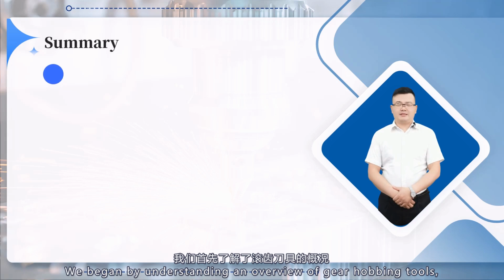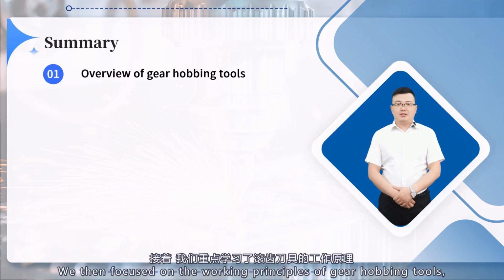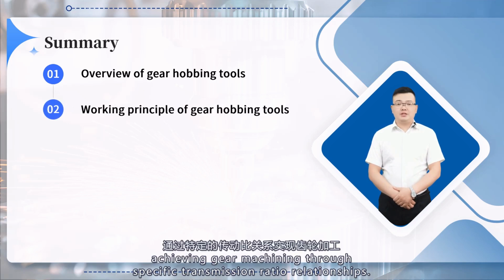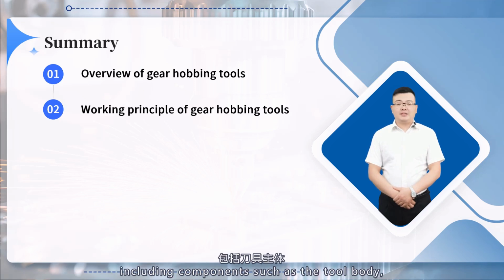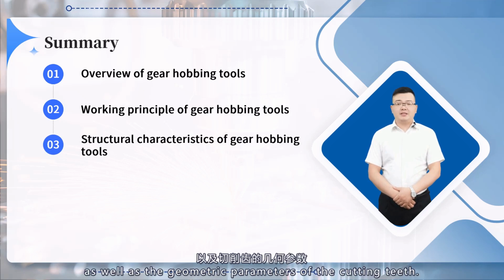We began by understanding an overview of gear hobbing tools, including their significant role in gear machining and their historical development. We then focused on the working principles of gear hobbing tools, which are based on the generating process, achieving gear machining through specific transmission ratio relationships. We also learned about the structural features of gear hobbing tools, including components such as the tool body, cutting teeth, and chip pockets, as well as the geometric parameters of the cutting teeth.